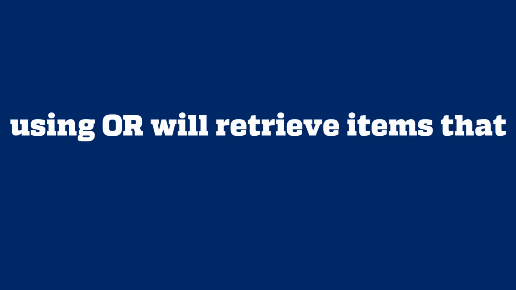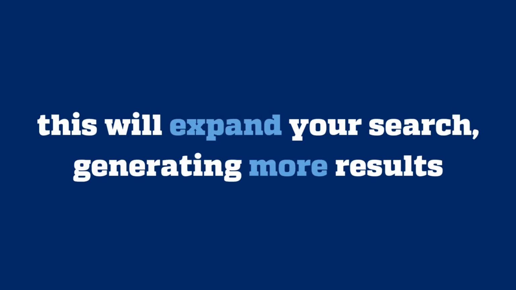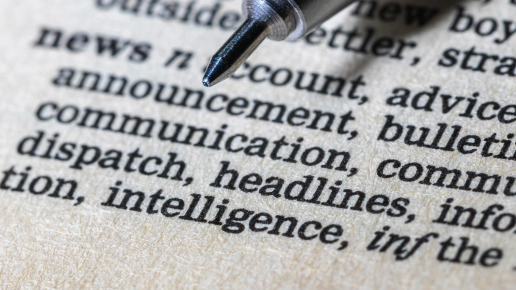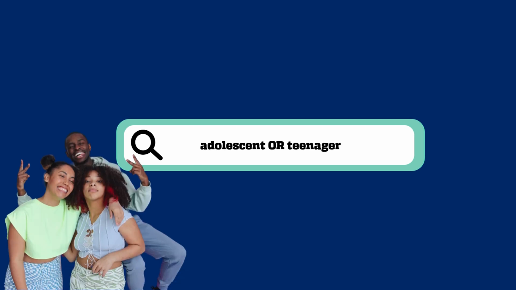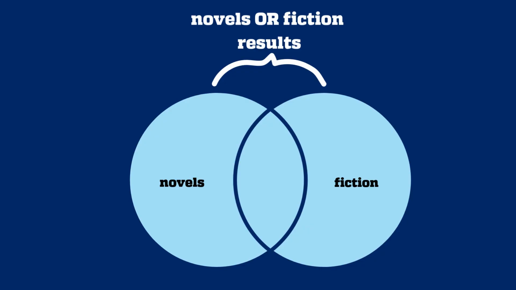But this example might also benefit from another connecting word, or. Using or to connect terms retrieves items that contain either or both terms. This will expand your search and give you more results. It is particularly good for synonymous terms, i.e., different words that have the same or similar meaning. For example, adolescent or teenager. It's also good when you don't absolutely need both ideas, but one or the other is okay. For example, novels or fiction.